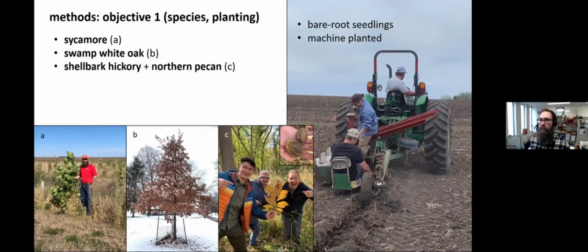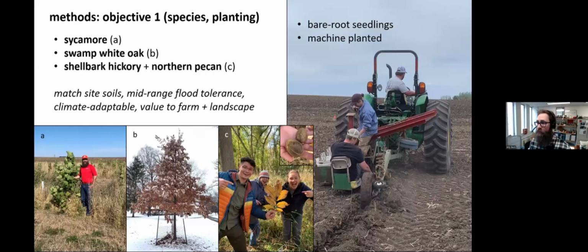But why did we pick these 3? This was not an easy task to find 3 that would work on this site.